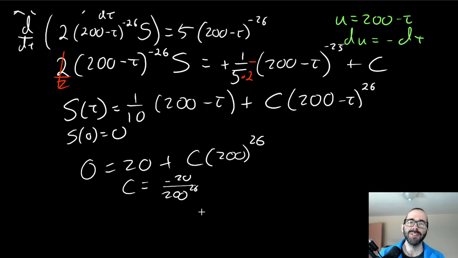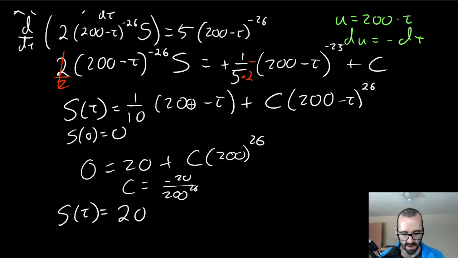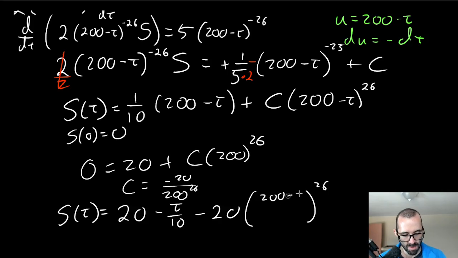And here's why this is fine. Because what does our differential equation look like? It's S of t, and again, we could distribute this. We could rewrite this, right? This is going to be 20 minus t over 10. You could keep it if you wanted to. Minus 20. And then we're multiplying by this to the 26th power. We're dividing by 200 to the 26th power. We can just put it all to the 26th power, right? This is the same thing.